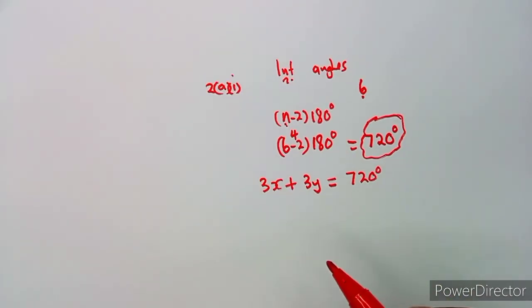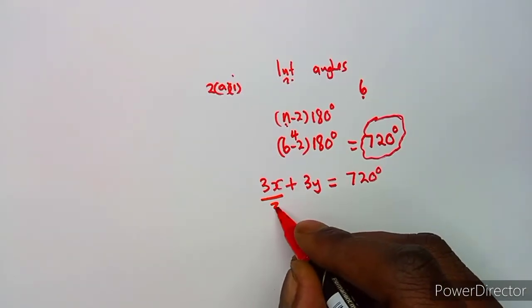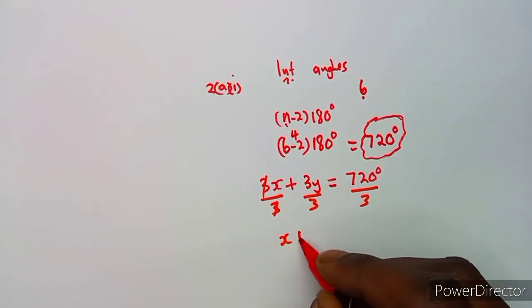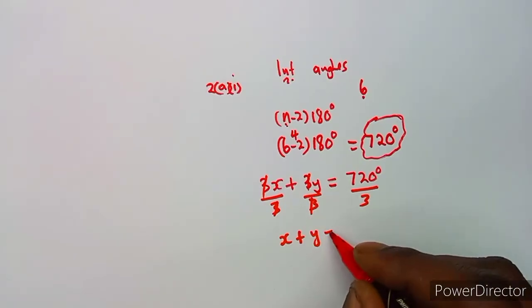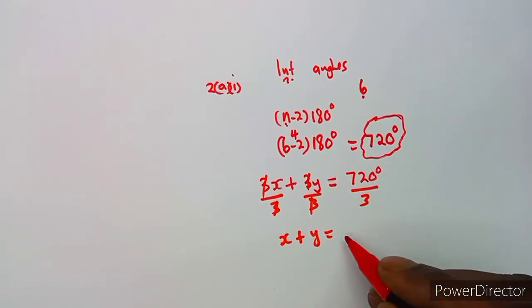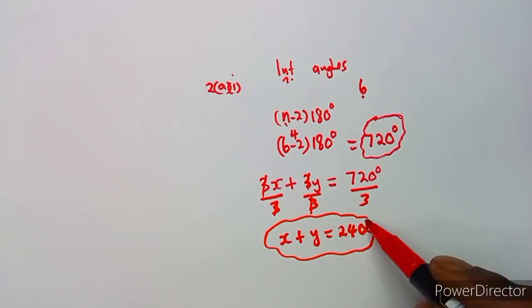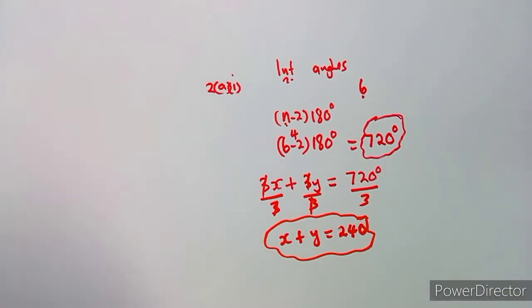Now I have to simplify this further. I can just reduce by what? By 3, by 3, by 3. That's going to be x plus y is equal to 720 divided by 3, which is going to give us 240. So we have formulated an equation. We just have to leave it like that.